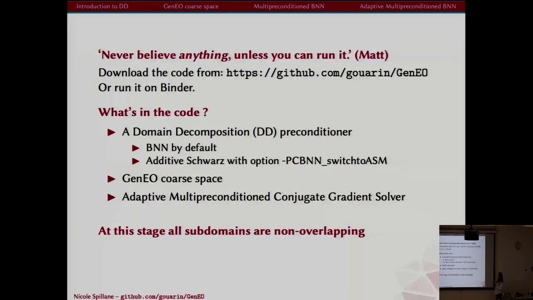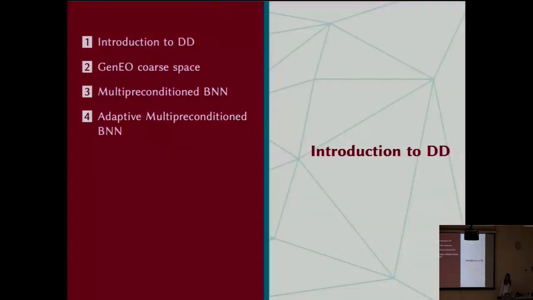The second thing that is in the code is the GenEO coarse space, which helps with convergence of the domain decomposition methods. And the third thing is the adaptive multi-preconditioned conjugate gradient solver. If you don't know what these things are, that's fine, because the outline of my talk is basically to go through all of these things.